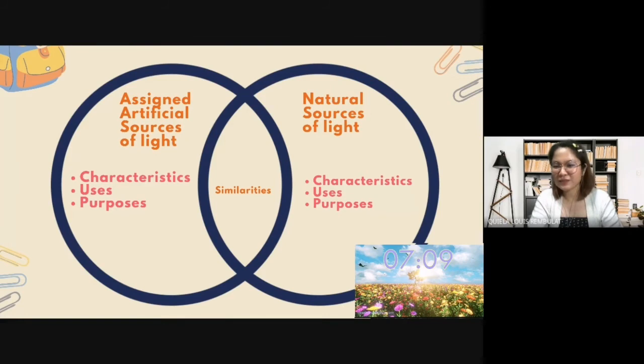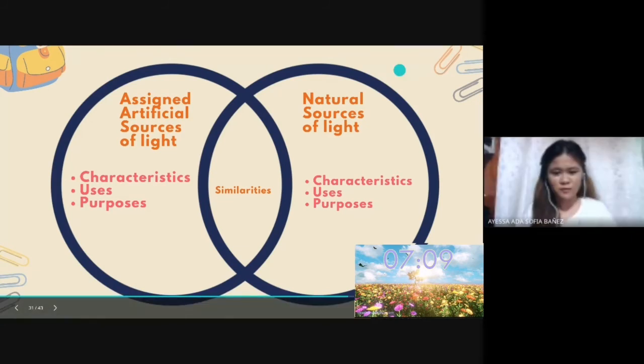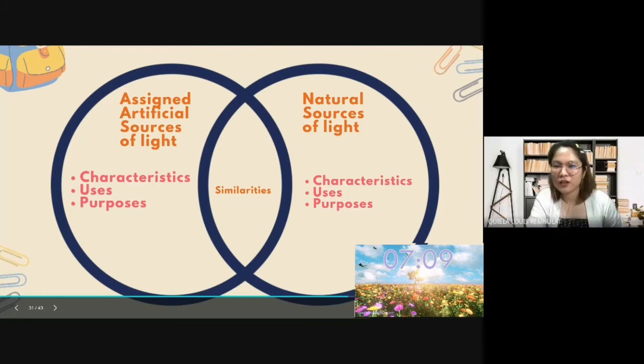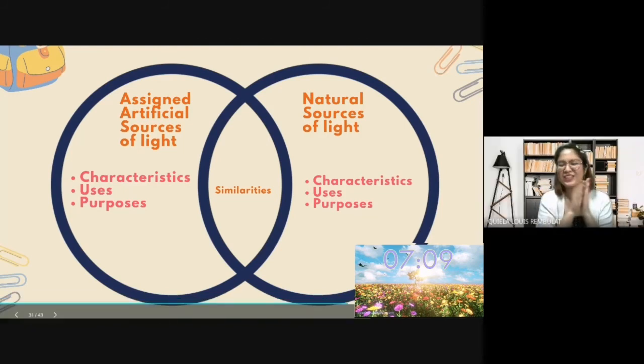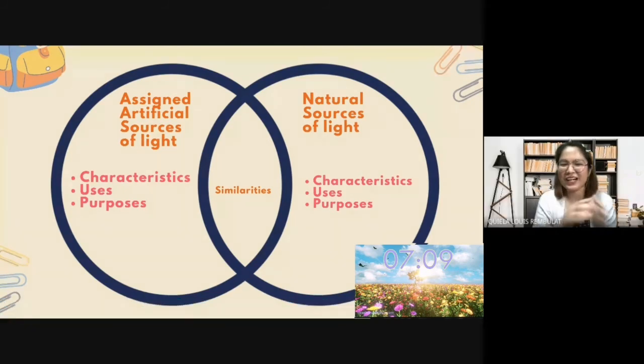Okay, group one is already done. How about group two? We're done. Done na rin po. Wow, very good. I will give you a clap for that. It seems like you really listened well with our discussion. Very good, children.